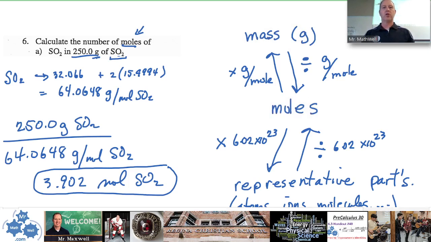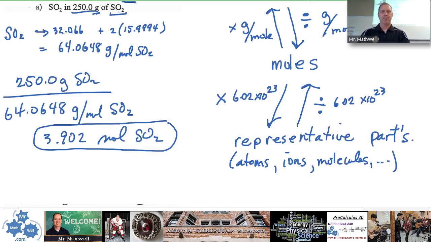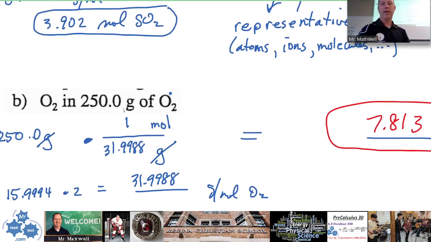And so what's the connection between mass and moles is grams per mole. So we take this number of grams and divide it by the grams per mole of SO2, okay? And you get this for an answer there. For B, we did B as well, very similar, okay?